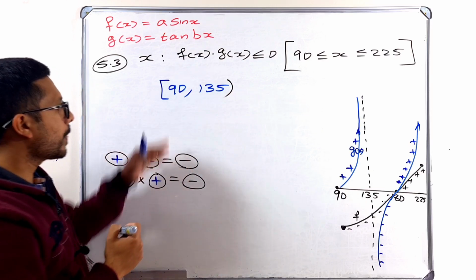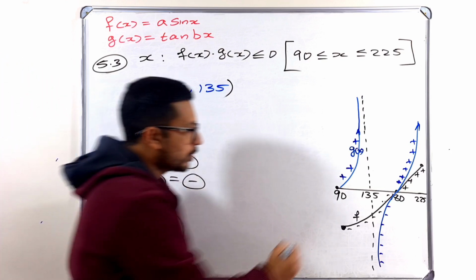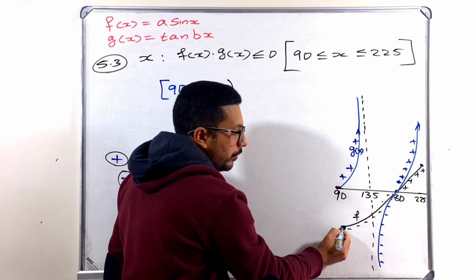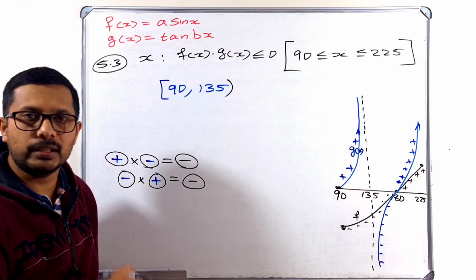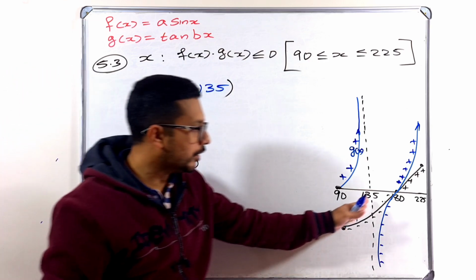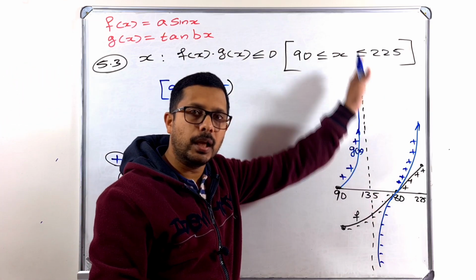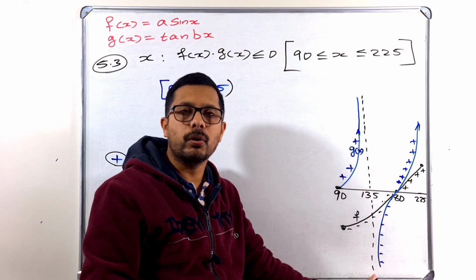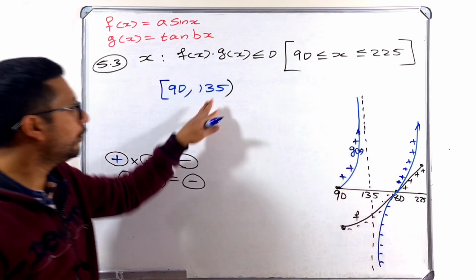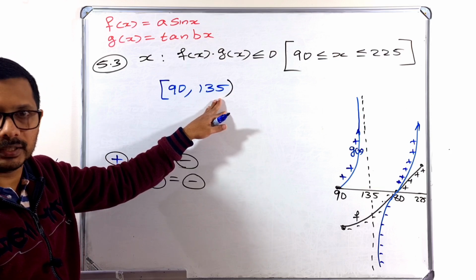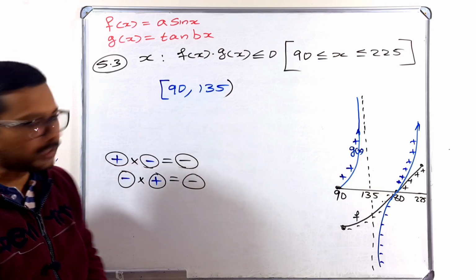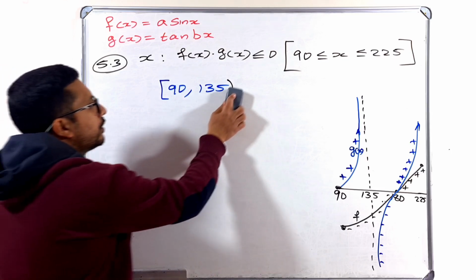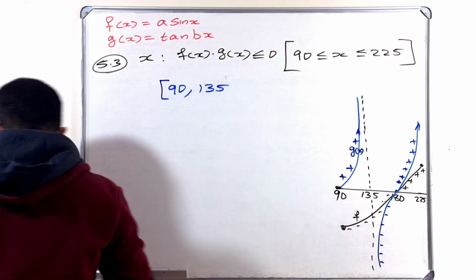So 90 there is no problem, because at 90 g of x is there and f of x is also there. 90 we can include, but we can't include 135 because that is an asymptote, and you know that on an asymptote there is no graph. So we have to put an open bracket there. You understand? Then in this question there is a tricky part that you have to understand.